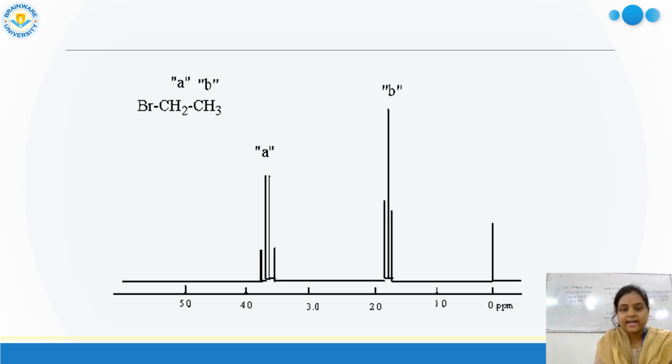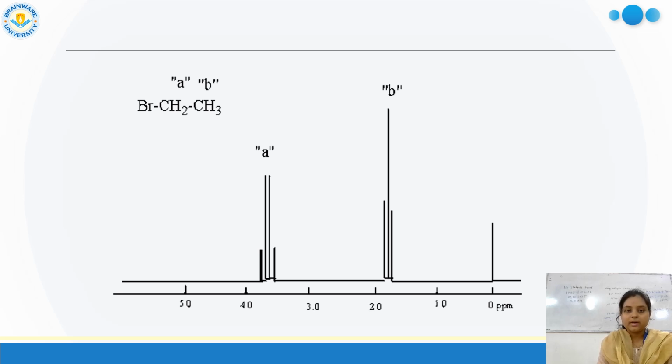Now this is an example of an NMR spectrum. How many types of protons are there? Obviously two types, CH2 and CH3. The CH2 protons are denoted as A, and the CH3 protons are denoted as B. In CH3, all three protons are chemically equivalent, so they are all the same. In CH2, the two protons are also chemically equivalent, so these two protons are denoted as A.